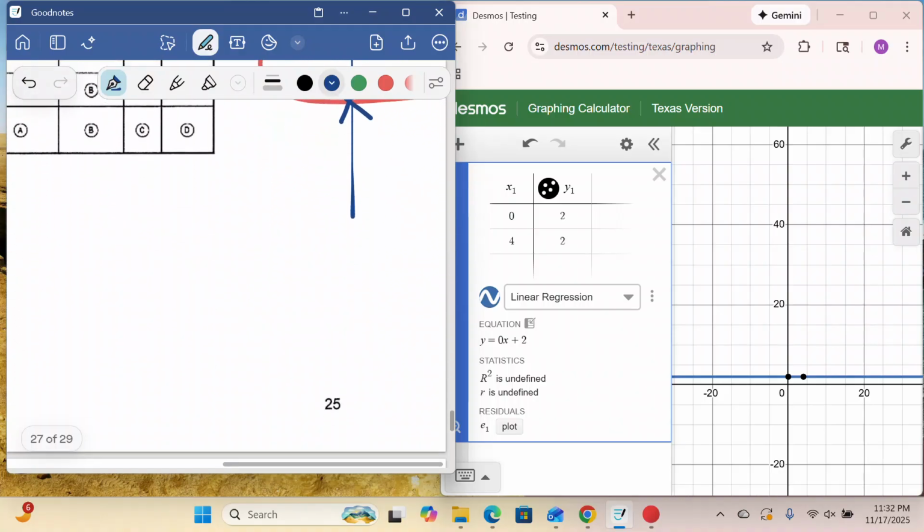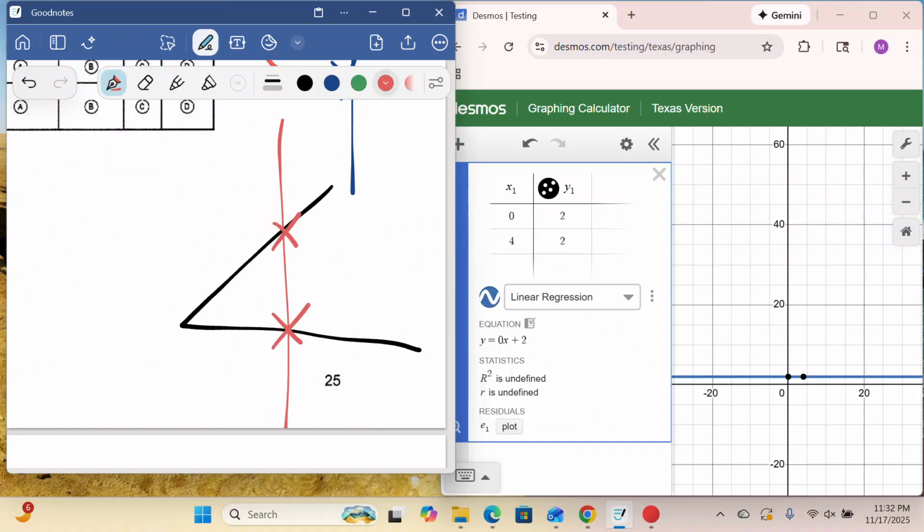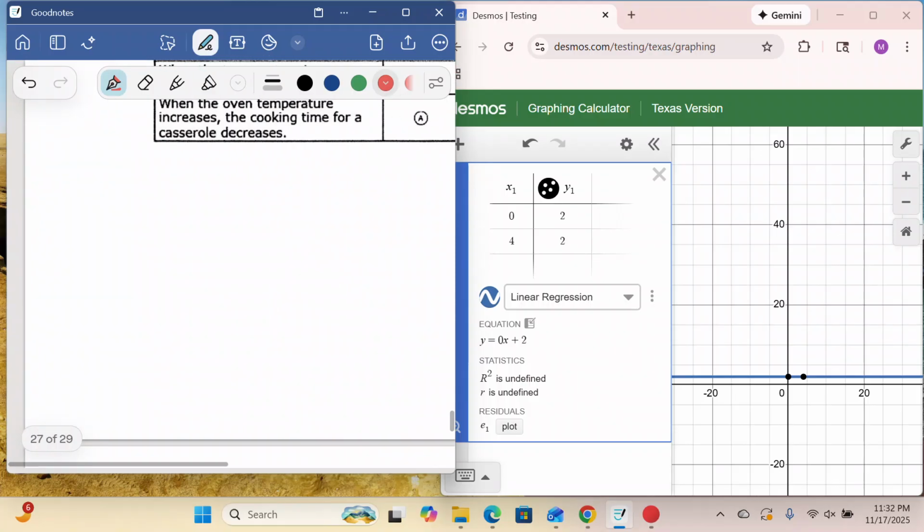If I do this one, a V shape like this, sideways, is that a function or not? So I'm going to do a vertical line test. It passes through 2 points. That is not a function. And let's say I do something like this.